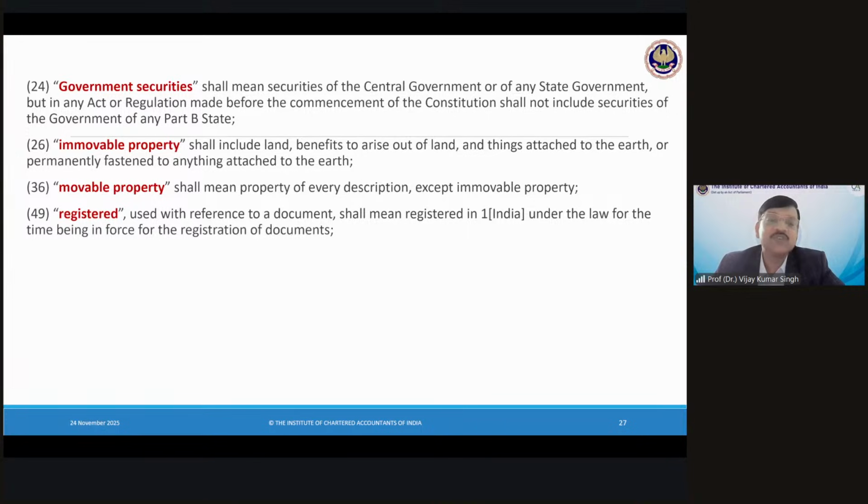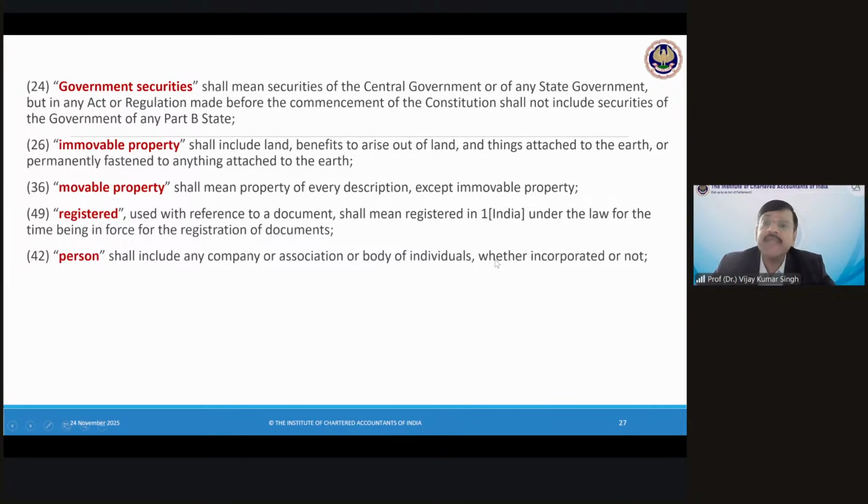Okay. Now registered is defined. Registered, used with reference to a document, shall mean registered in India under the law for the time being in force for the registration of documents. So there is a Registration Act of 1908. When you refer to registration, any document which is registered by way of provisions under the Registration Act will be referred to as registered, right? Or maybe any other act. So for example, if there is a state legislation that provides for registration, then that legislation.